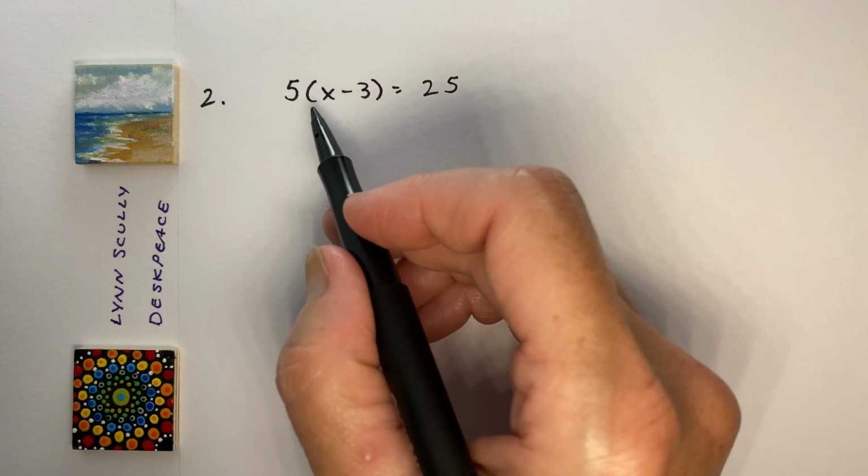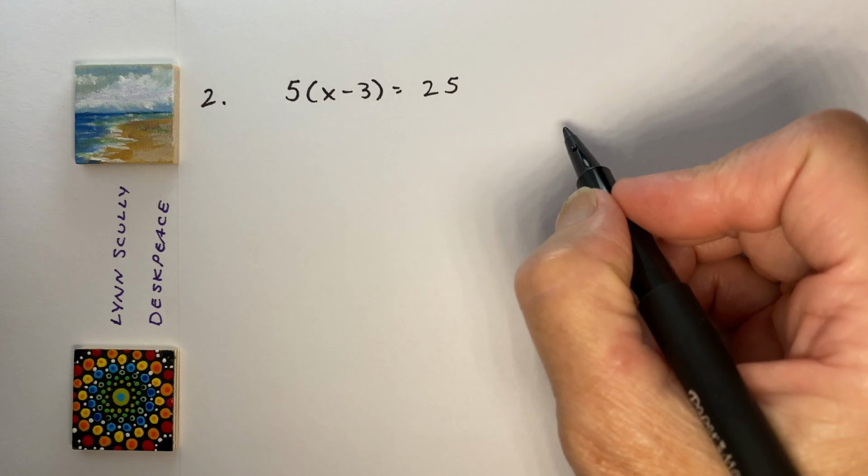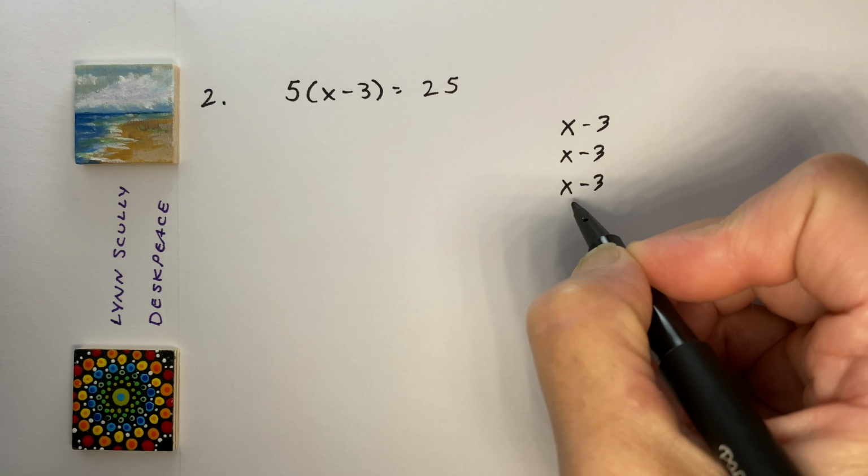Number 2. 5 times the package x minus 3 equals 25. So I have 5 of these x minus 3 packages.